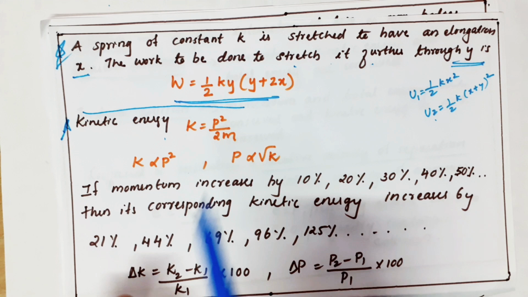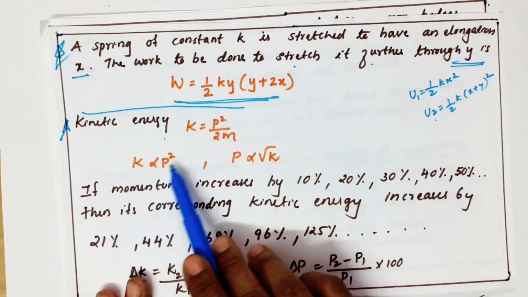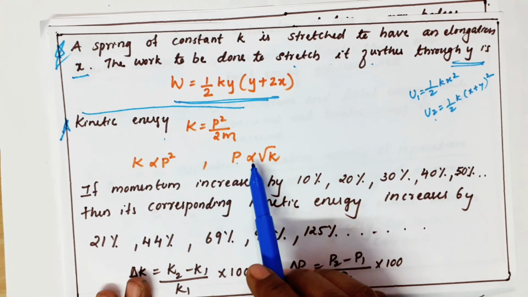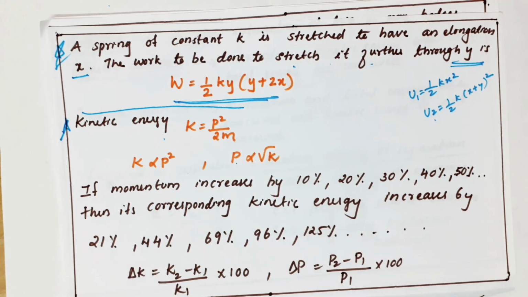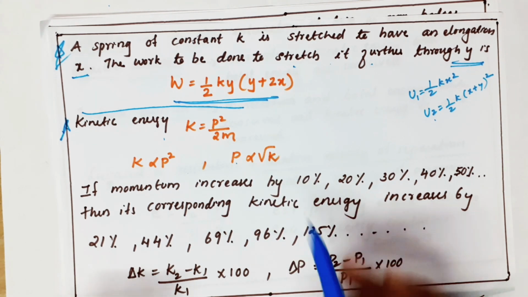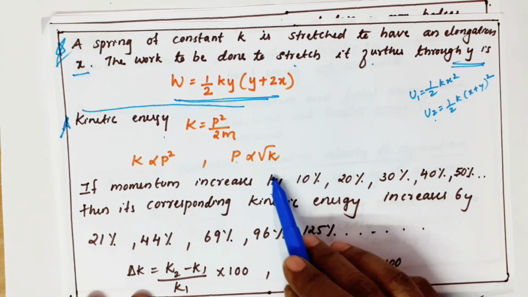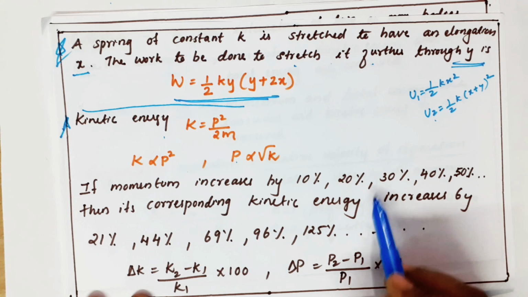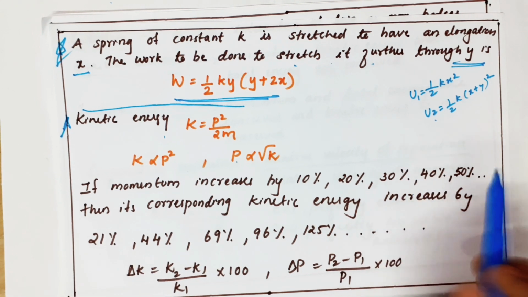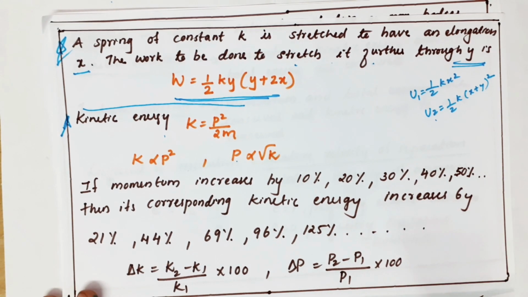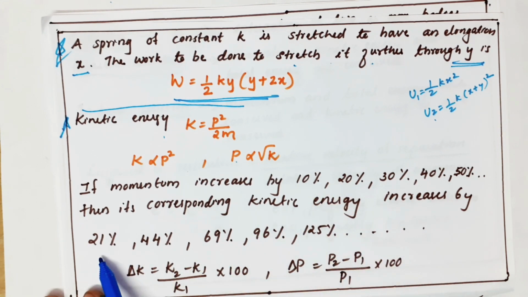Here also, I can write k is proportional to p square, or p is proportional to root k. I've seen many questions where the momentum increases by 10%, and what happens to the kinetic energy? Or momentum increases by 20 or 30. For those type of questions, you can remember like this: 10% means it becomes 21, 20 means 44, 30 means 69, 40 means 96, 50 means 125, like that it goes. Now I'm telling the shortcut to remember.